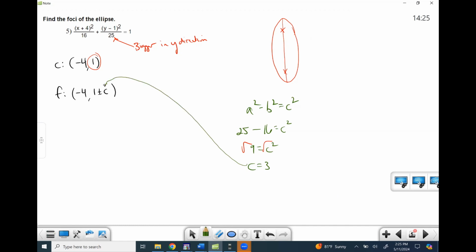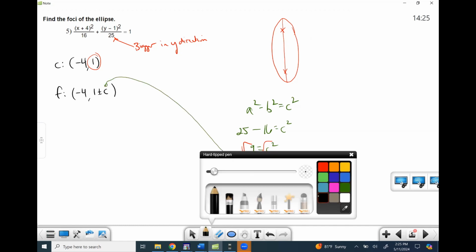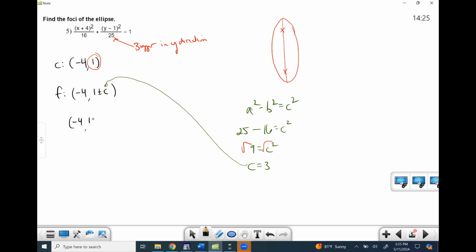So let's go plugging that c in. So we got -4, 1 plus or minus 3. So -4, 1 plus 3. -4, 1 minus 3. All right, so 1 plus 3, that's just going to be 4. And then that's a 1, you guys. It looks like a parentheses, huh? All right, and then for this one, it's going to be -4, 1 minus 3. So -2.